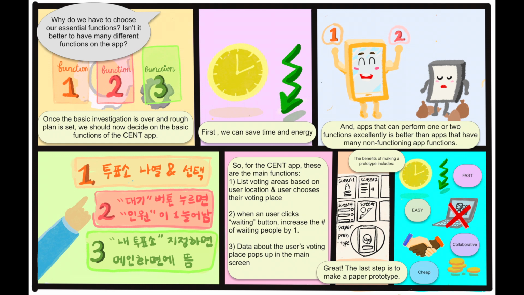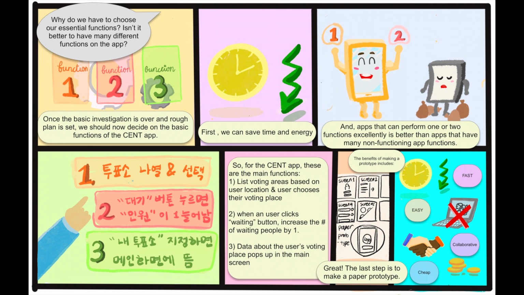So for the Send app, these are the main functions. First, listing voting areas based on the user's location, and the user chooses a voting place. Second, when a user clicks the waiting button, increase the number of waiting people by 1. Third, data about the user's voting place pops up on the main screen.